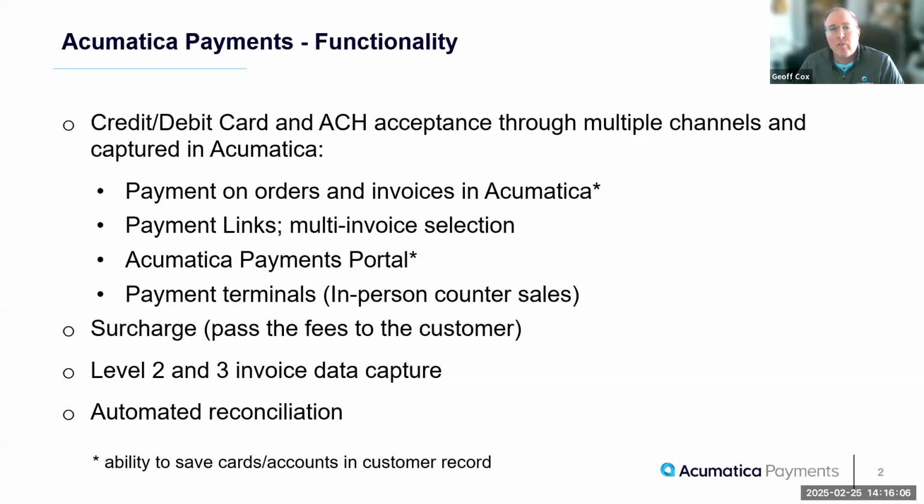A couple more things: level 2 and level 3 invoice data capture. The reason this is so important is that it adds line item invoice detail behind the scenes of a credit card transaction, and it applies to corporate and government card transactions, lowering the cost of those transactions for you. The more detail that is included with the transaction, the lower the cost to process that payment. And then automated reconciliation, very popular. All transactions from those different channels I listed above are passed back to Acumatica, and then you have an automated reconciliation process to have all of that go to the correct GLs and be applied to the correct customers, all happening within Acumatica.